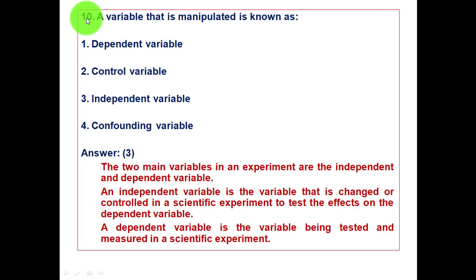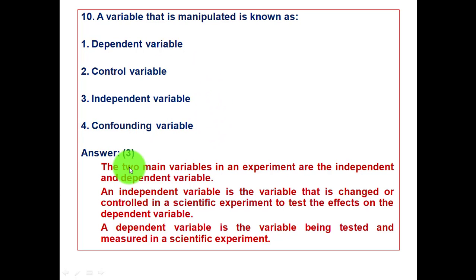Today's last question, that is question number 10: a variable that is manipulated is known as. So you need to tell the name of the variable which can be manipulated or which is manipulated during the research. First, dependent variable. Second, control variable. Third, independent variable. Fourth, confounding variable.